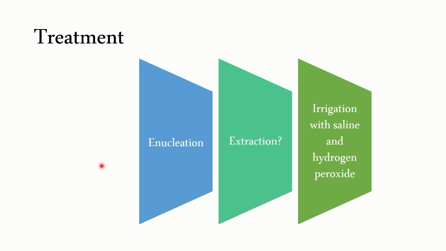Treatment wise, it can be enucleated. Only when there is a risk of recurrent infection or recurrence of the lesion, you should do extraction of the affected tooth. Following this, you can try irrigation with saline and hydrogen peroxide because there are reports of cases with spontaneous resolution. So overall it has a good prognosis.